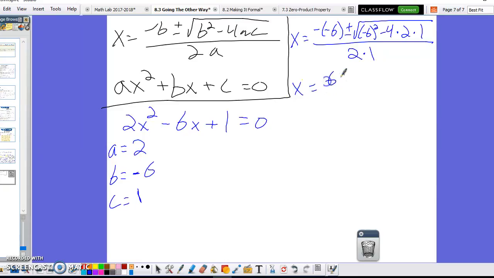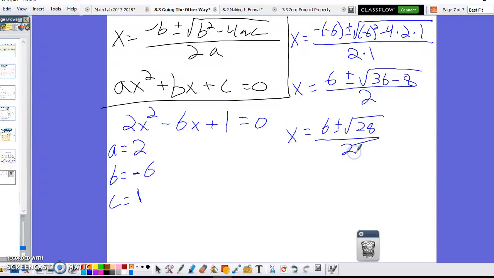From there, remember, we're just simplifying along the way. 2 negatives here give me a +6. 36 minus 4 times 2 times 1 is 8 all over 2. Okay, so 6 plus and minus the square root of 28 all over 2. And then the square root of 28, square root of 4 times the square root of 7 is the same thing as the square root of 28. So I'm going to have 6 plus and minus 2 square roots of 7. That's the square root of 4 is 2.